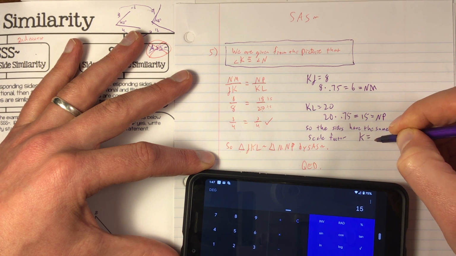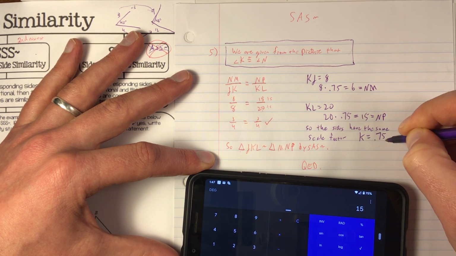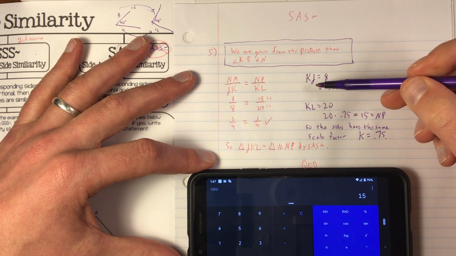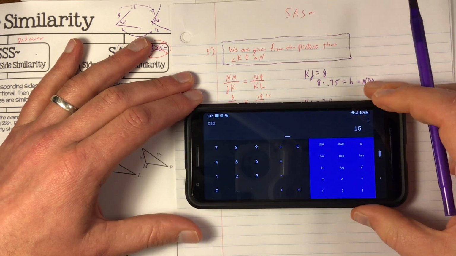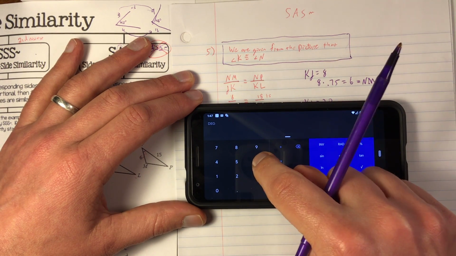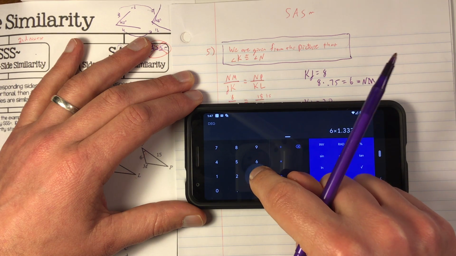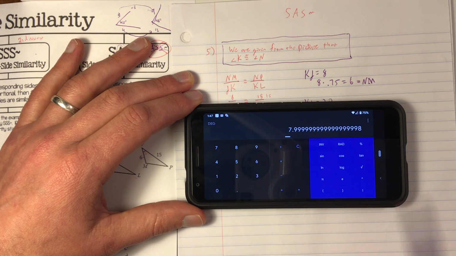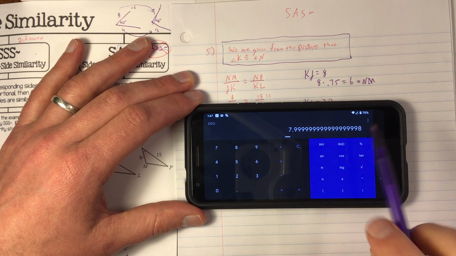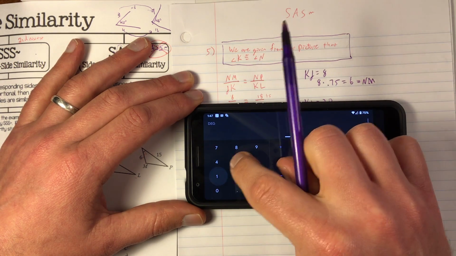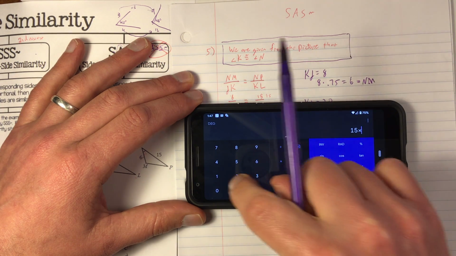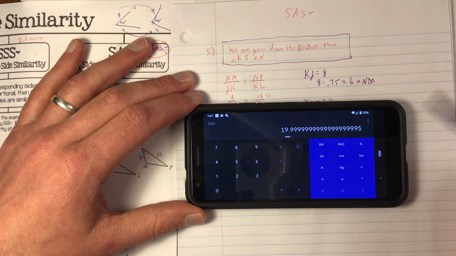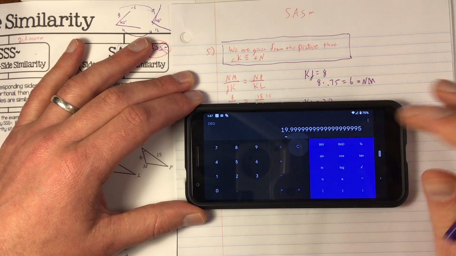K is equal to 0.75. Now if you did it the other way, if you did 6 times what gives me 8, you can do that, that's fine. 6 times 1.33333333, and that's basically 8. And then if we did 15 times 1.33333333, hey, that's basically 20.